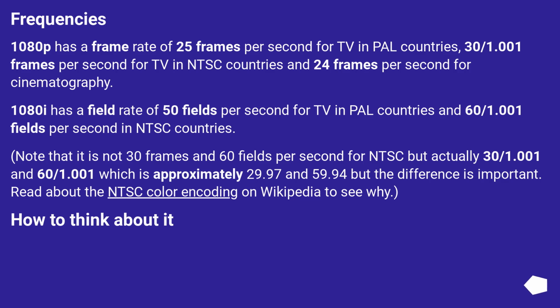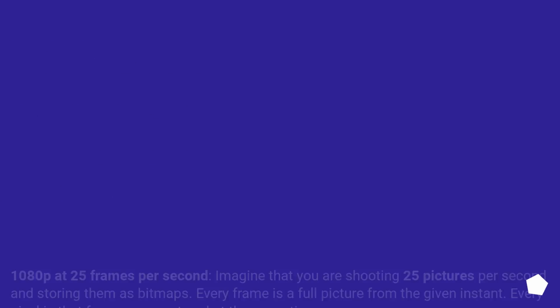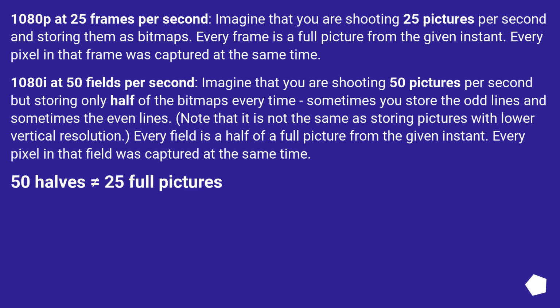How to think about it. 1080p at 25 frames per second: imagine that you are shooting 25 pictures per second and storing them as bitmaps. Every frame is a full picture from the given instant. Every pixel in that frame was captured at the same time.